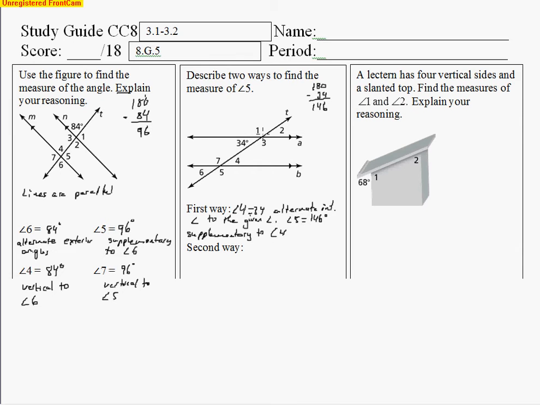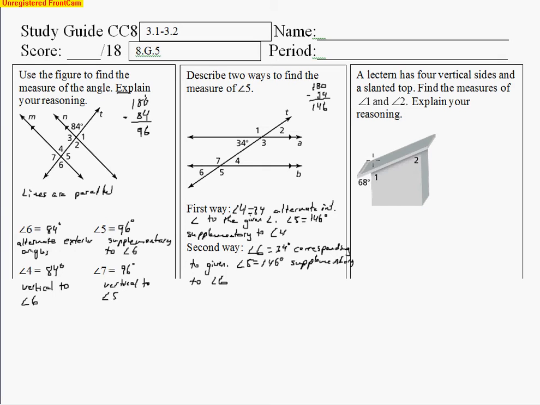Another way would be to say, well, 34 is the same as angle 6, because those are corresponding. So we could say angle 6 is equal to 34 degrees, because those are corresponding to the given angle. And then we could use the same logic we did in the last one. We could say angle 5 is equal to 146 degrees, and it's supplementary to angle 6. So those are two different ways, and again there are other ways as well.